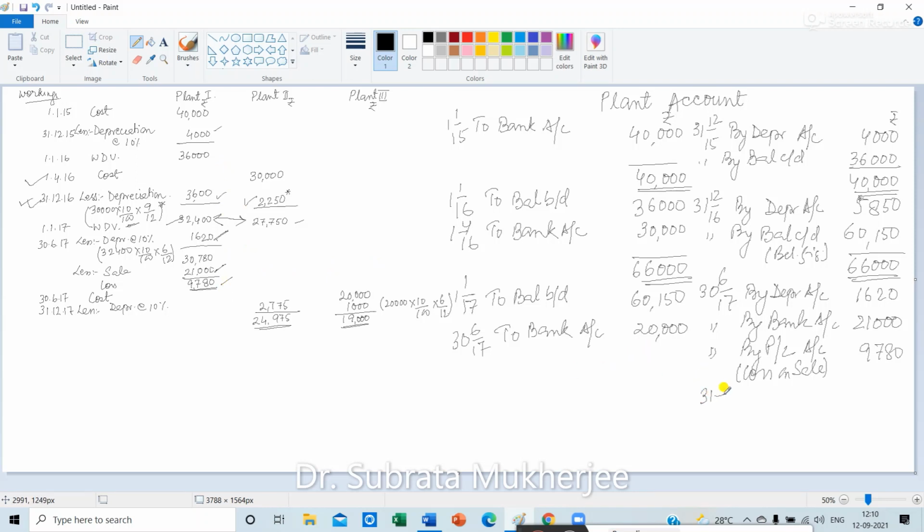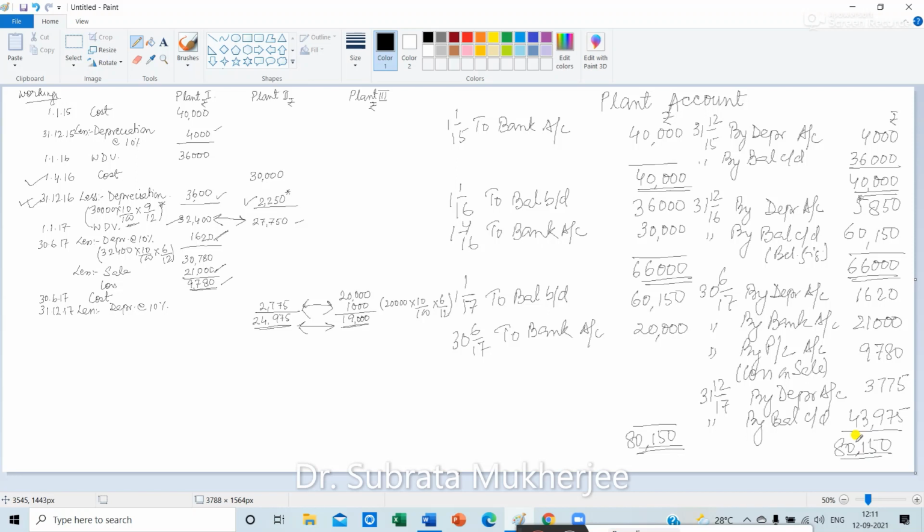And on 31st December 2017, you have charged depreciation on plant 2 and plant 3. So I'm writing here by depreciation. So what is the amount of depreciation that you have charged on 31st December 2017? These two figures, 2,775 plus 1,000. This is 3,775. So the written down value at the end on 31st December 2017, that is by balance CD, will be 43,975. 43,975 is the sum total of these two figures, 24,975 and 19,000. So the debit side total is 80,150 and the credit side total is also 80,150.